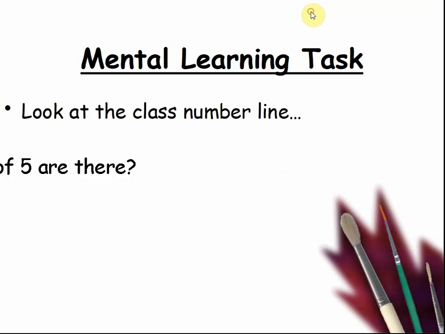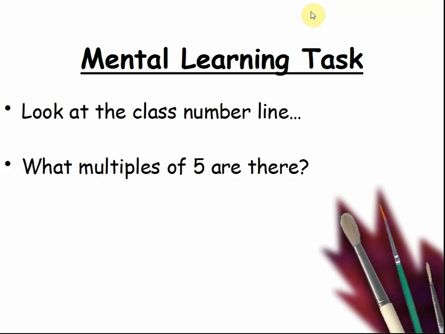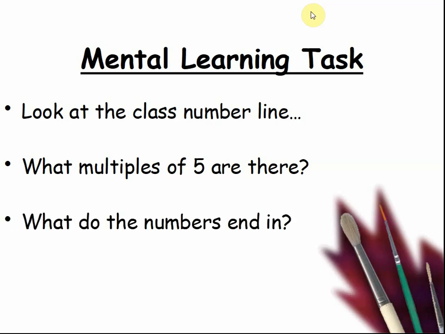Look at the class number line. What multiples of 5 are there? Again, we will see the pattern. 5, 10, 15, 20, 25. 0, 5, 0, 5, 0, 5 is the pattern, isn't it? What do the numbers end in? They end in a 0 or a 5.